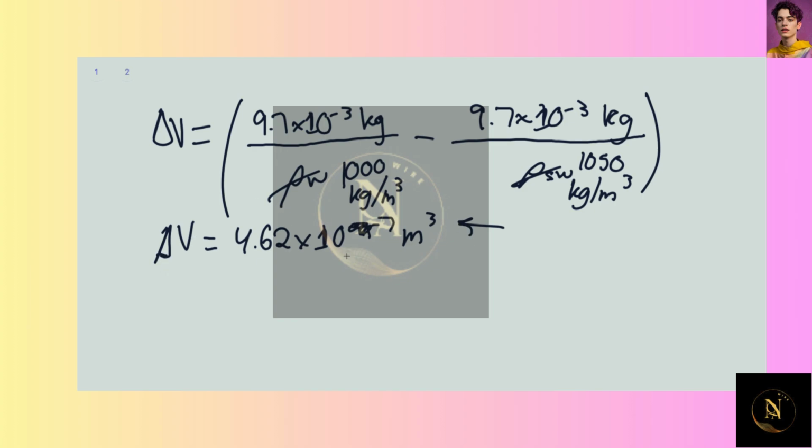So this right here is going to be the amount of overflow. Once this ice cube melts, this is how much liquid is going to be displaced, and this is how much liquid is going to be overflowed from the container.